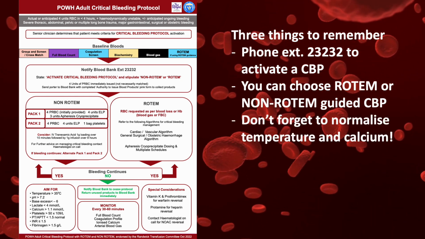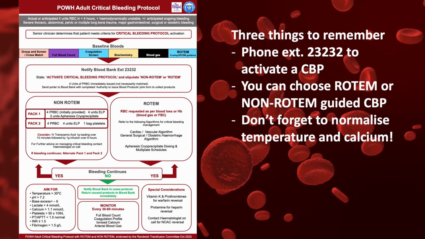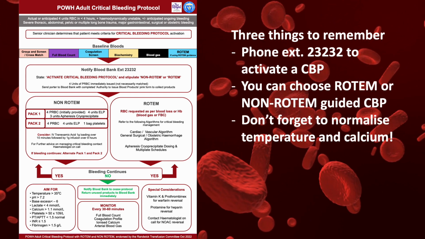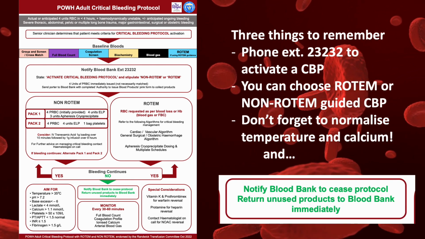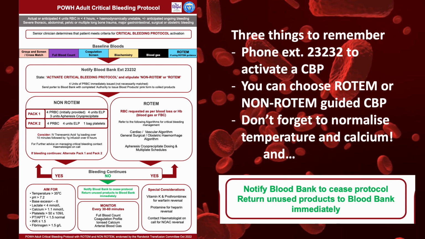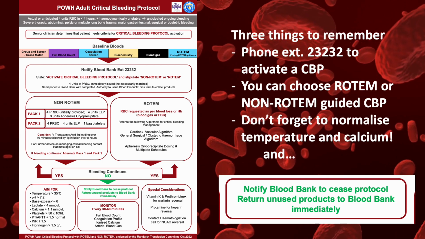Hopefully with the above protocol you'll be able to manage your bleeding patient successfully. Don't forget, when your patient has stopped bleeding, you must call blood bank to stand down the critical bleeding protocol. We hope this has been helpful and enjoy your time at Randwick campus.